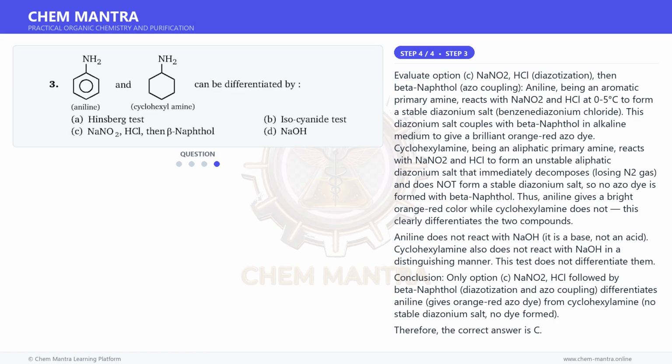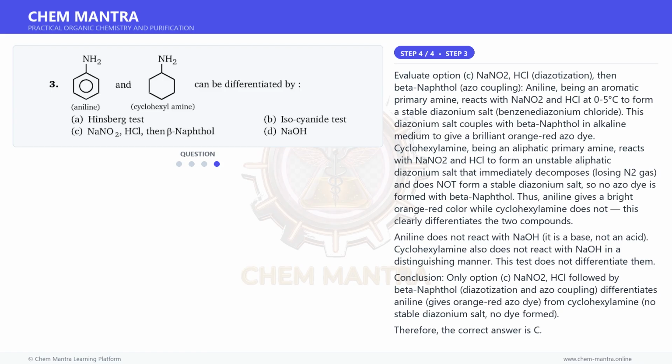Aniline does not react with NaOH, it is a base, not an acid. Cyclohexylamine also does not react with NaOH in a distinguishing manner. This test does not differentiate them.